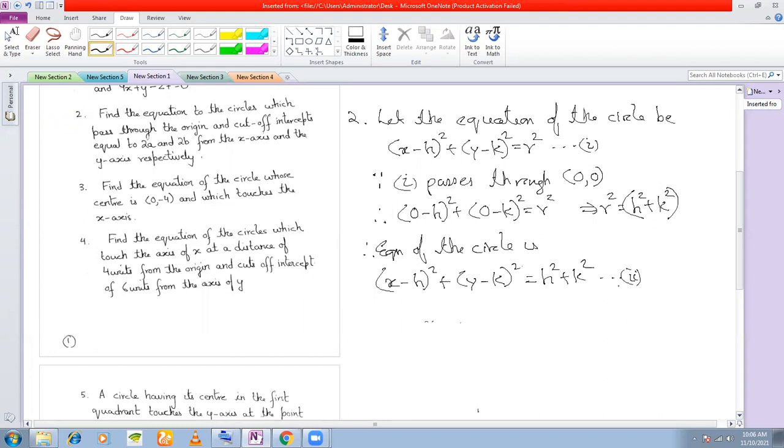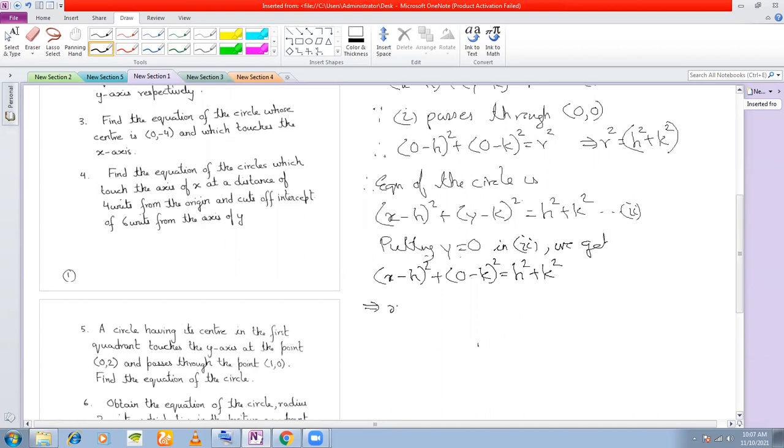Now what other information is given? That it cuts off intercepts equal to 2a and 2b on the x and the y axis. To get the intercept, if you remember, I told you yesterday, to get the intercept cut on the x-axis, you put y is equal to 0. So putting y is equal to 0 in 2, we get (x minus h) whole square plus (0 minus k) whole square is equal to h square plus k square.